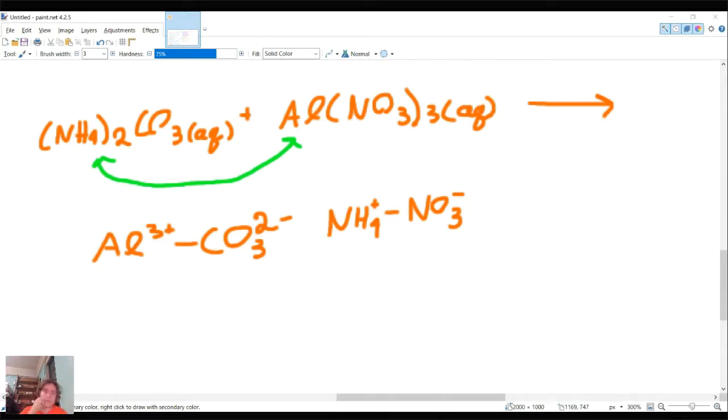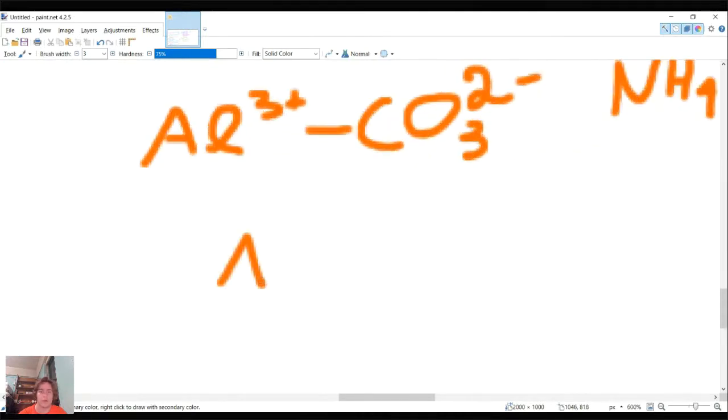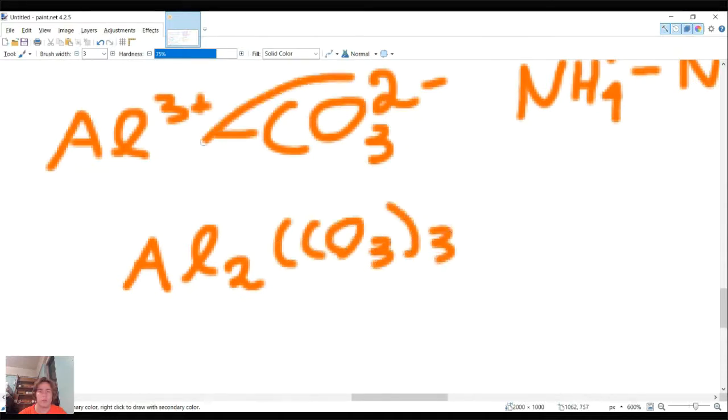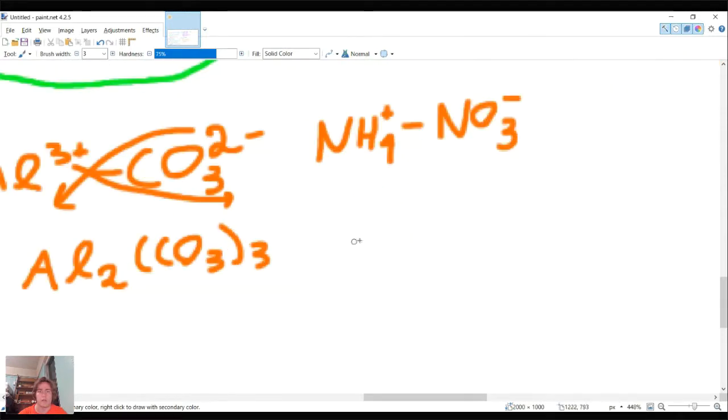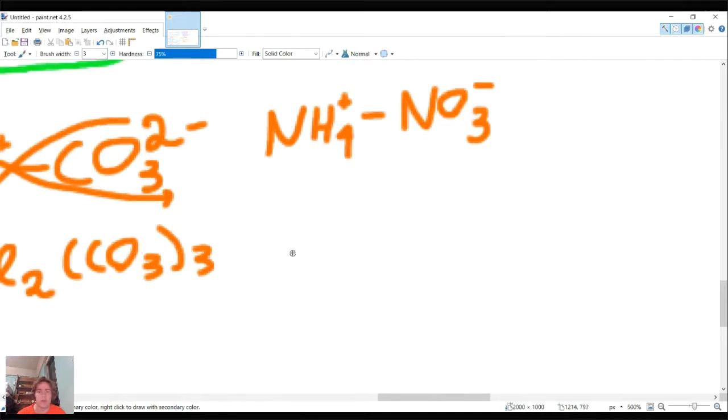So what we have to do is cross their charges to get something that's a neutral compound. So this is Al2(CO3)3, right? You bring down this, and then you bring down that to the front. And then this is already a positive and a negative charge. This is the double displacement, you could also call it double replacement. Double displacement is the term more commonly used, but double replacement also works. And this is NH4NO3.